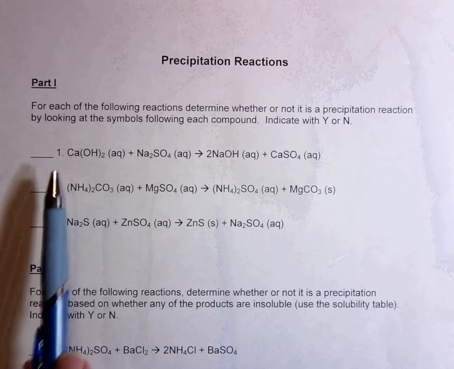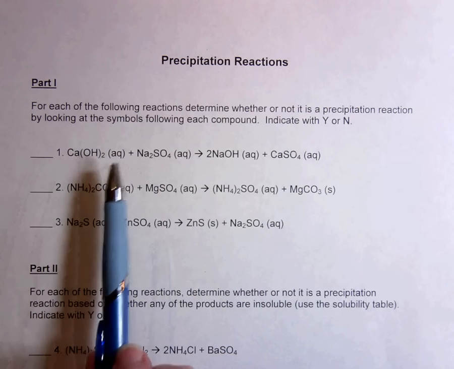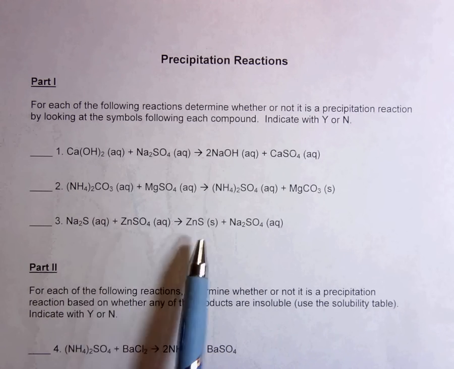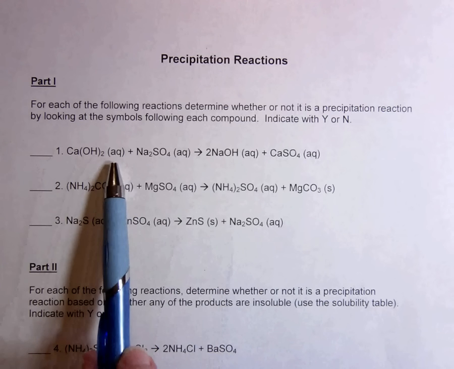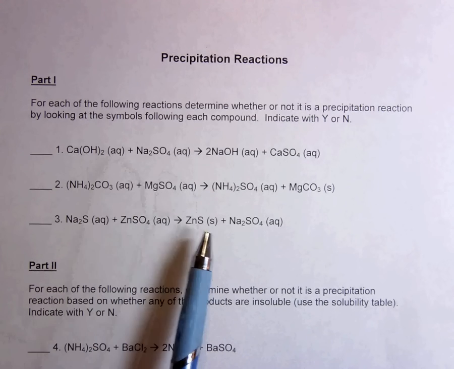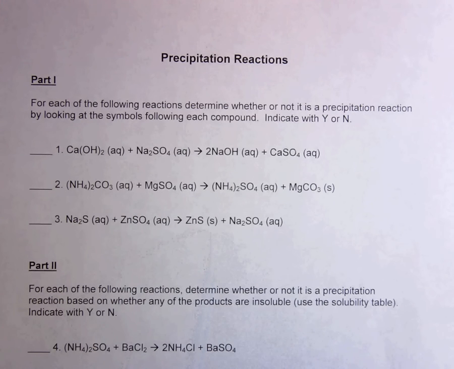So what you're going to do in these first three, it tells you AQ or S. AQ is aqueous, it means it's dissolved in water. S means it's a solid and it's not going to dissolve in the water. So if you have an S as a product, a solid as a product, then you have a precipitation reaction.